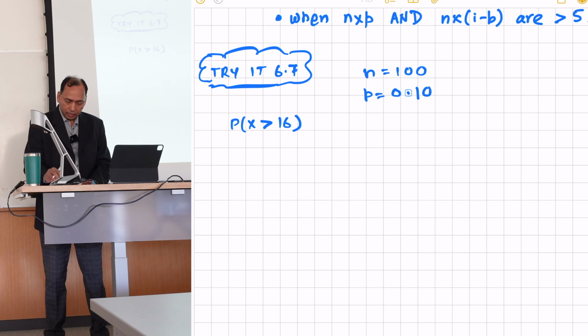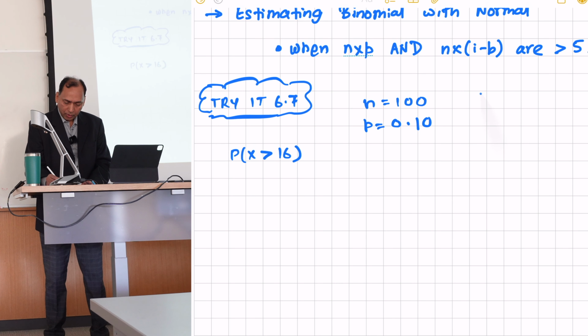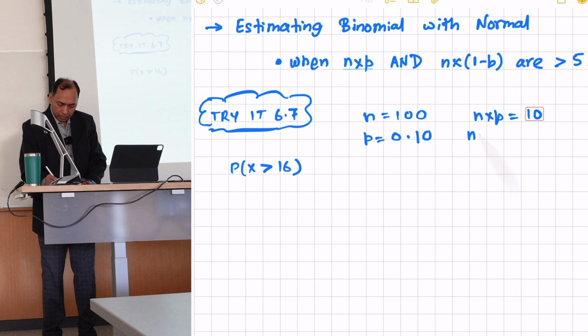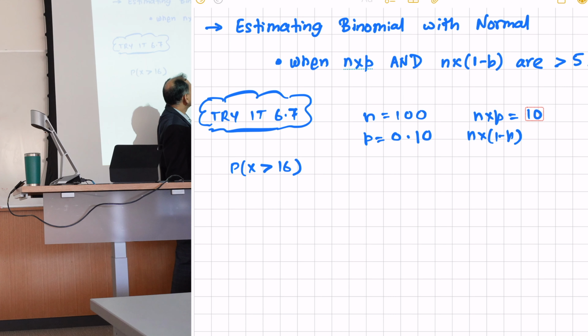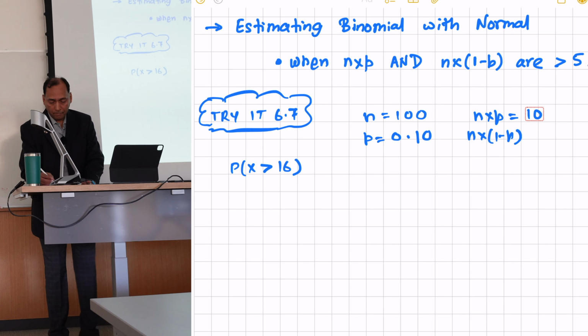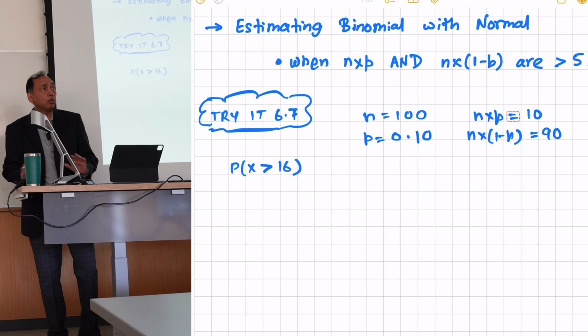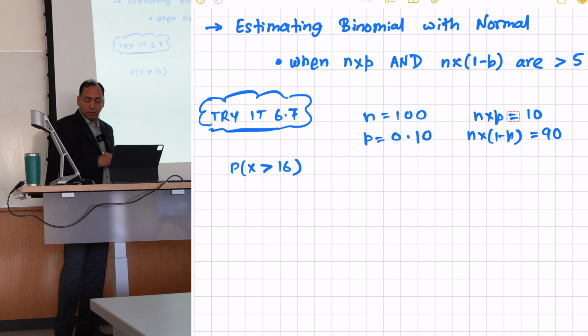So first we check how much is N times P. So 100 times 0.1 is 10, more than 5. And then N times 1 minus P. So again 100 times 0.9, so that is 90. So both are more than 5, that means we can use normal distribution.